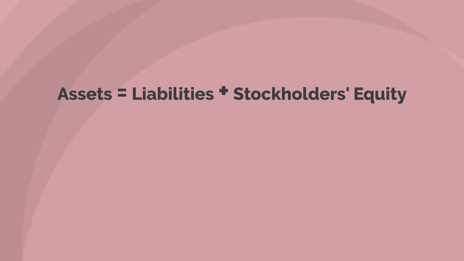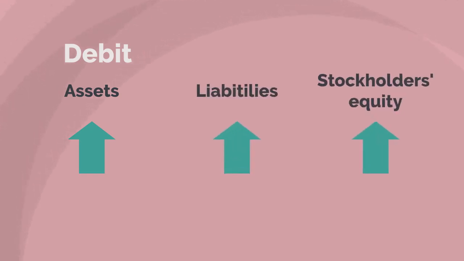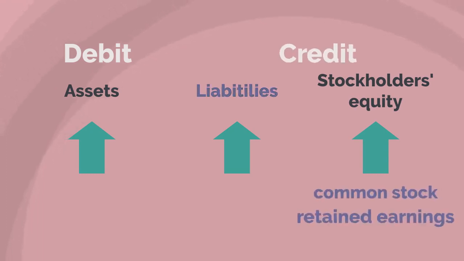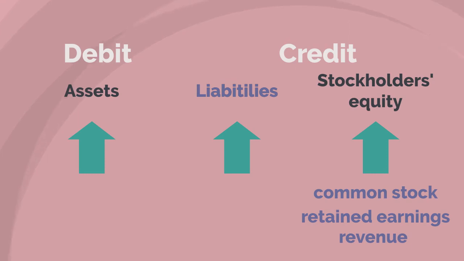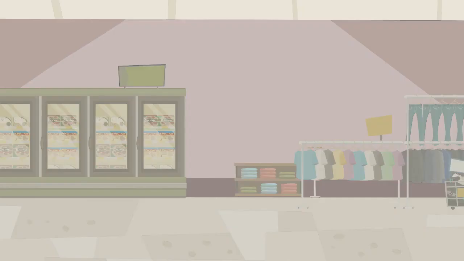And as assets will always equal liability plus stockholders' equity, any increase to one side of the equation will require an increase on the other side, and the same for decreases. For example, a debited asset account increases the asset side of the accounting equation and will require an accompanying increase to the liability and stockholders' equity side of the equation through crediting liabilities, common stock, retained earnings, or revenues accounts. Let's demonstrate this intuition with a really basic example.